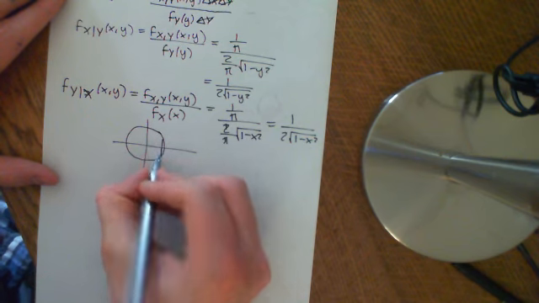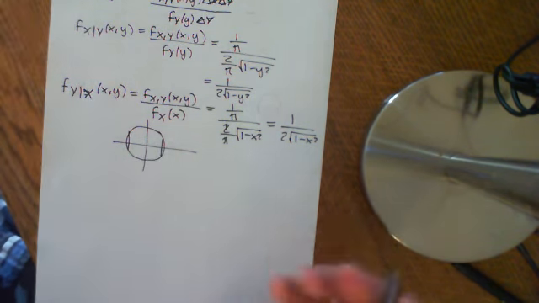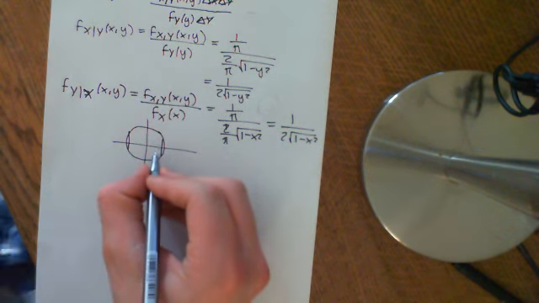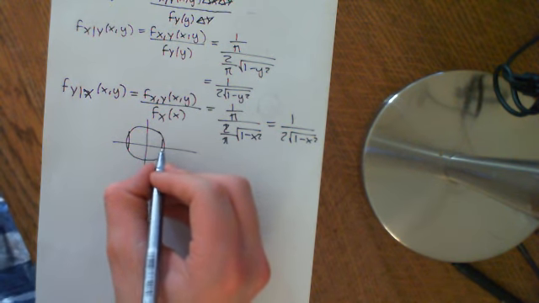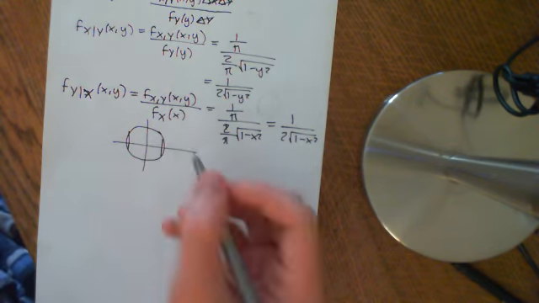So as you fix x being more extreme, the probability density of being at a specific point is going to have to go up, because there are fewer points that y can take on. There are fewer values that y can take on.